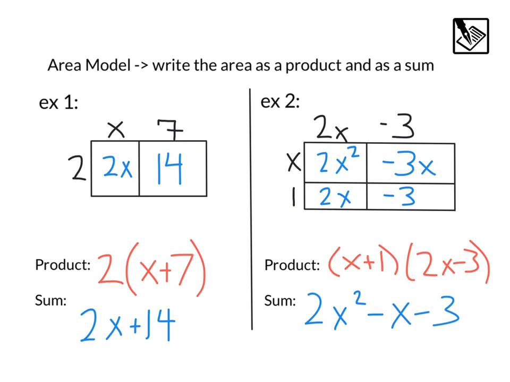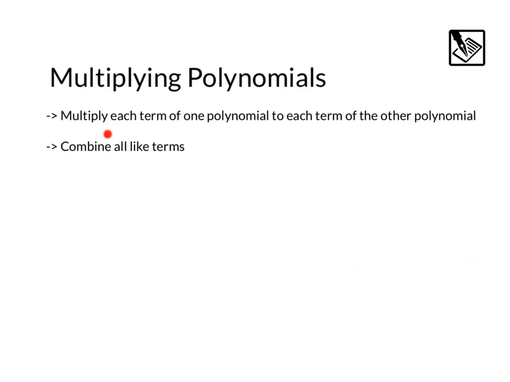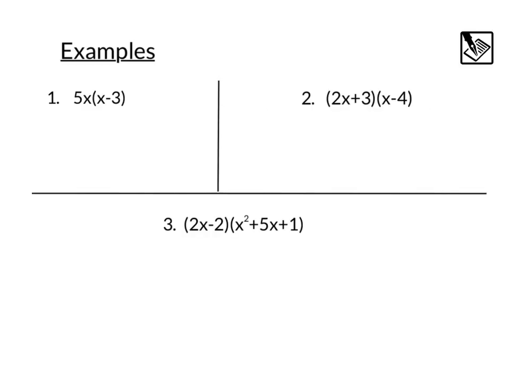But eventually we want to do those without drawing area models, so let's get to a few examples of that. To do this, we're going to multiply each term of one polynomial to each term of the other polynomial. In our area model, that's represented by the small rectangles. Then we can combine all like terms. Example 1, we've got 5x times x minus 3. This should look like a normal distribution problem like we've done in the past.